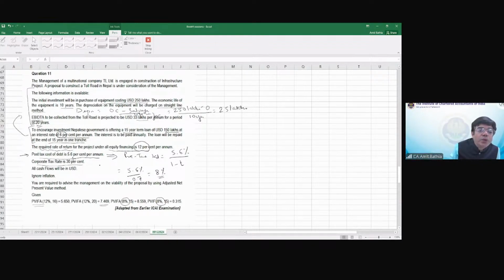While when we compute the cash flow after tax for EBITDA, etc., we'll consider it at 12% per annum. Is that clear to us? Yes, sir. Okay. All right.